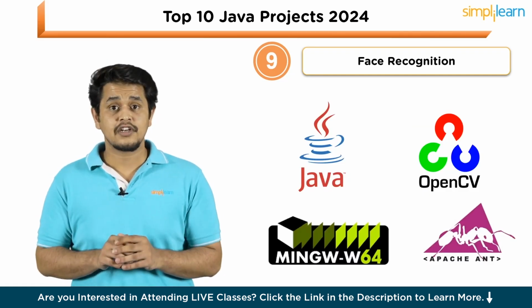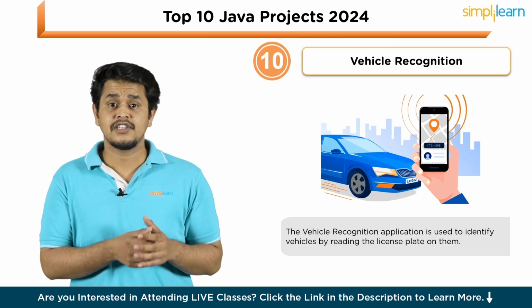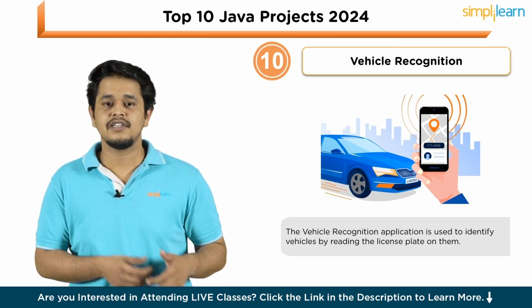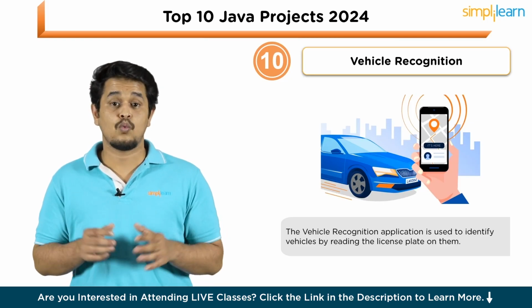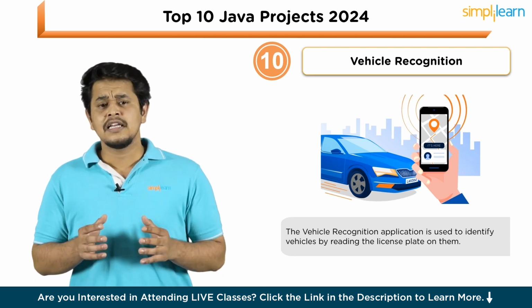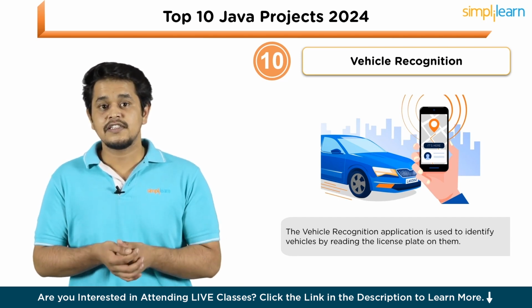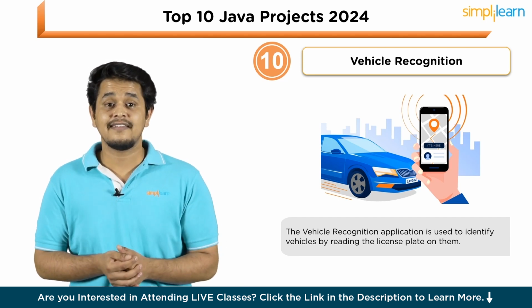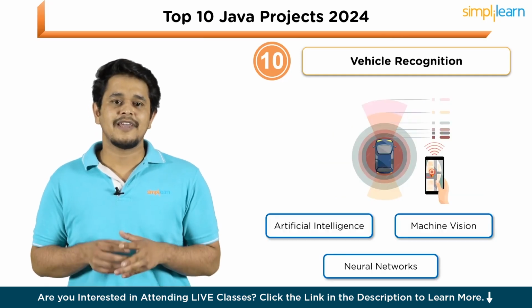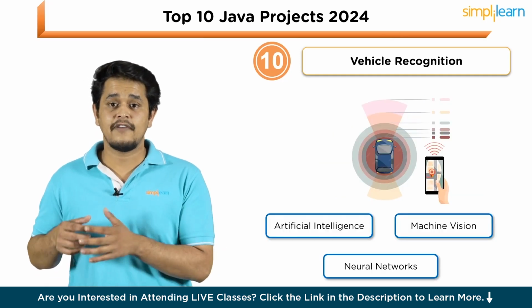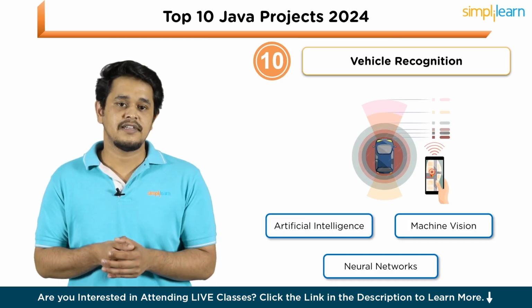Moving on to the last project of this video, we have a vehicle recognition system. Similar to face recognition, Java vehicle recognition also has a wide range of applications in real time. The Java vehicle recognition application is used to identify vehicles by reading the license plate on it. A machine learning algorithm captures the image, reads the alphanumeric value on it, and fetches the vehicle's details.